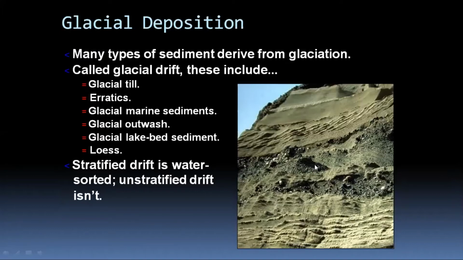Here we have some of the features that are a result of glacial deposition. The glacial deposition can result in glacial till, erratics, glacial moraine sediments, as we just saw, glacial outwash, glacial lake bed sediments, and loess.